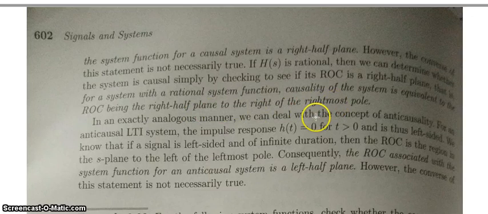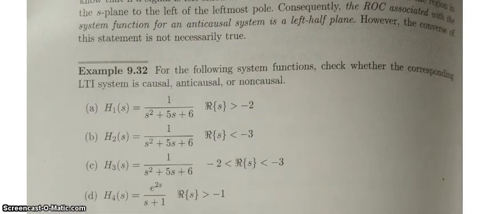Similarly, we say a given system is anti-causal when its impulse response h(t) equals 0 for t greater than 0, and thus the signal is a left-sided signal. And we know if a signal is left-sided and of infinite duration, then the ROC is a region in the s-plane to the left of the leftmost pole. Therefore, the ROC associated with the system function for an anti-causal system is a left half plane. That is, the ROC must lie to the left of the leftmost pole.